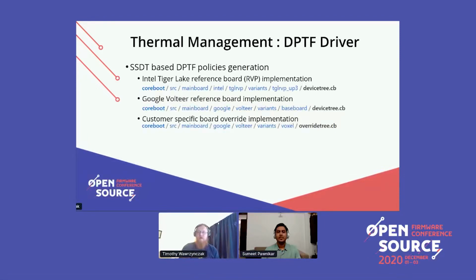So if you'd like to see some examples, you can Google Volteer reference board, which is a good place to look, because that one is actively being developed right now. And if you look in the variants folder under that main board, you can find things like voxel and terrador, and you can see their override trees and their DPTF parameters as well.